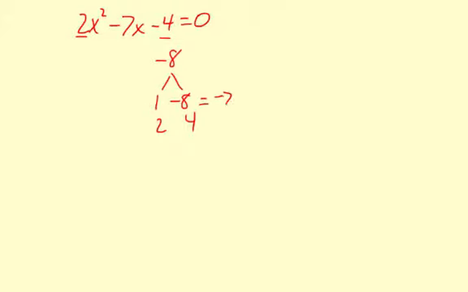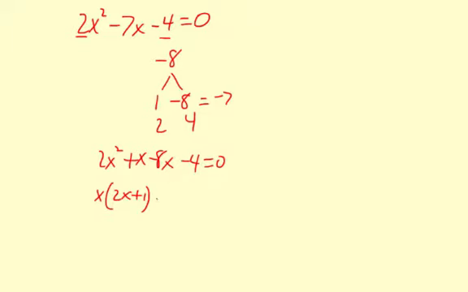So that's our factoring. So now we're going to split the middle term up. 2x squared plus 1x minus 8x minus 4 equals 0. Now we're going to do the grouping part. The common factor of the first two terms is x, so we take that out and that leaves 2x plus 1 because x times 2x makes 2x squared and x times 1 makes x.